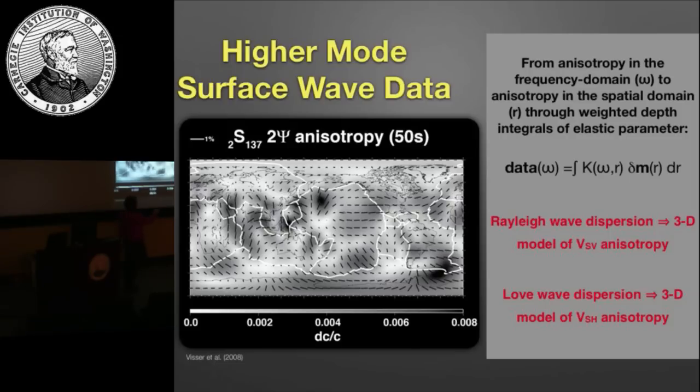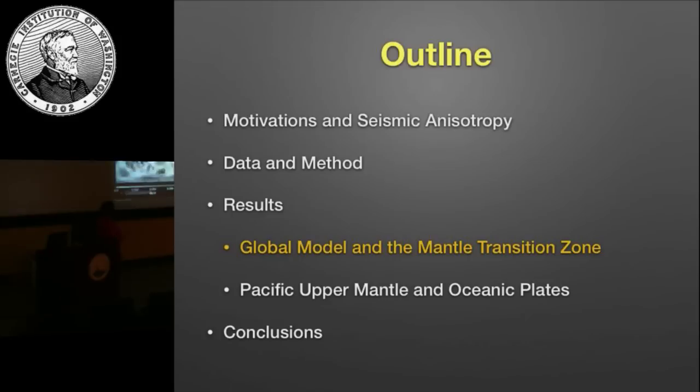So we can calculate the sensitivity kernels, which I just showed, measure the phase velocity and the anisotropy of the phase velocity, and invert this type of relationship to get a three-dimensional model of azimuthal anisotropy. If you invert the Rayleigh wave, you get azimuthal anisotropy for the vertically polarized shear waves, and if you invert the Love wave, you get anisotropy for the horizontally polarized shear wave. And so that's basically what we did. And so from this global data set, we obtained a global model of azimuthal anisotropy.